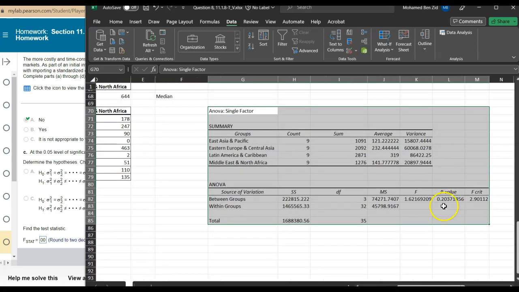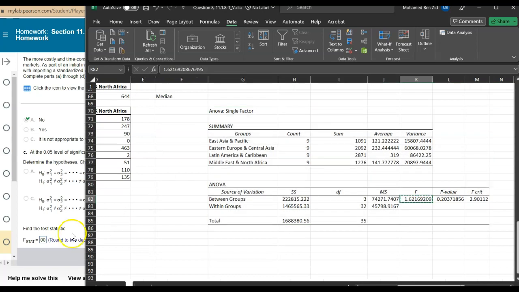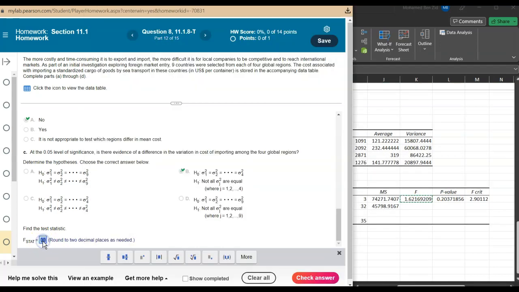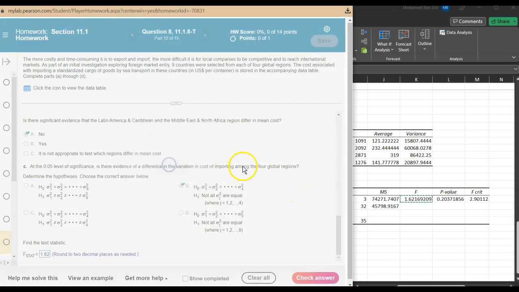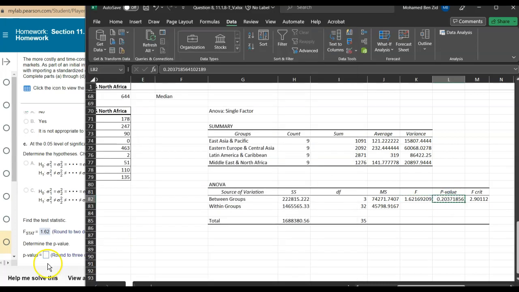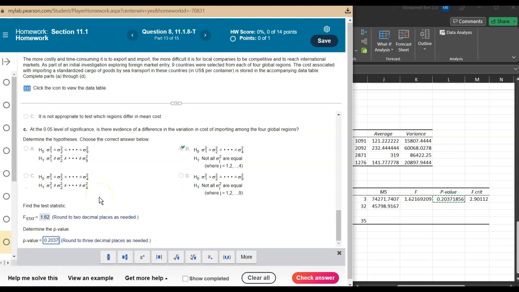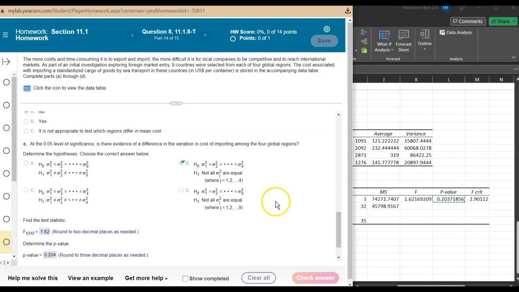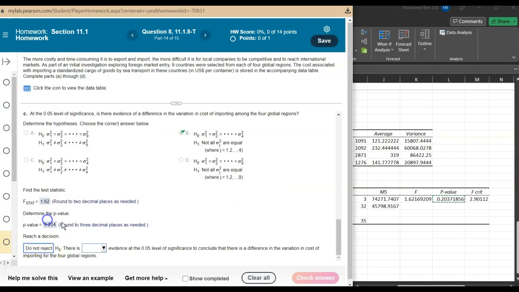Okay, so what we want is this F value. Okay, let's go and paste it and round it to 2 decimal places. Okay, we got that one. Now the P value, which is next to it, 3 decimal places, so it's going to be a 4 there. So the p-value is greater than the alpha. So greater than alpha, do not reject. So here we are not rejecting. If we don't reject, we don't have enough evidence or insufficient evidence.